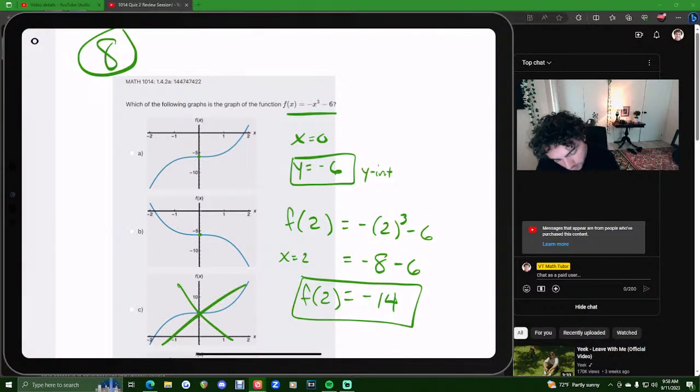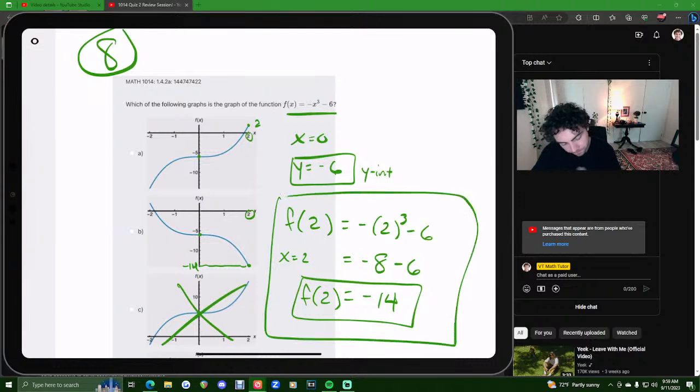So when we look at graph A, we have 2 and maybe a y value also of 2. So that's not any good, right? When we look at graph B, when the x value is 2, the y value is exactly negative 14. So the method would probably just be to plug in x equals 2, get whatever the f value is from the function, and find the graph that has that ordered pair, 2 comma whatever. Okay? So that's graph B.